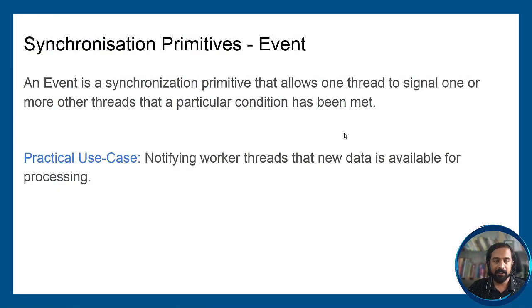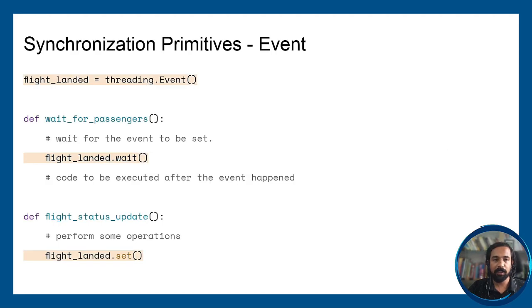Our next synchronization primitive is event. Event is a primitive that allows one thread to signal one or more threads that a particular condition has been met. So it can be used for signaling. For example, it can help us notify worker threads that new data is available for processing. Let's see its usage example.